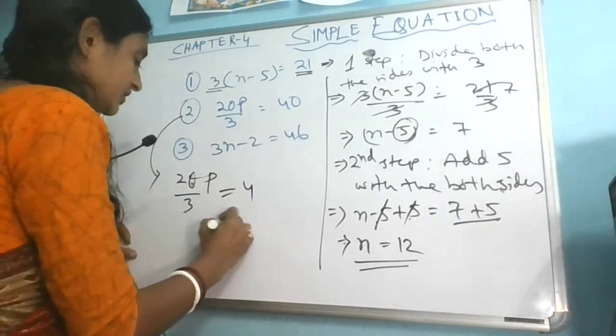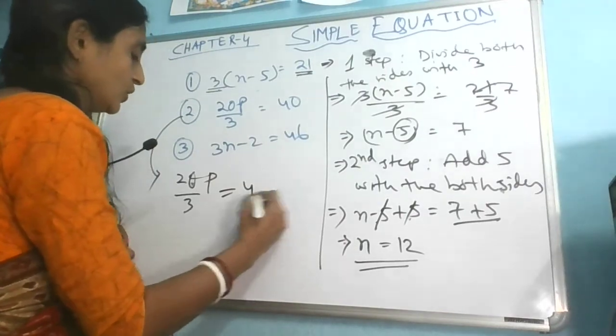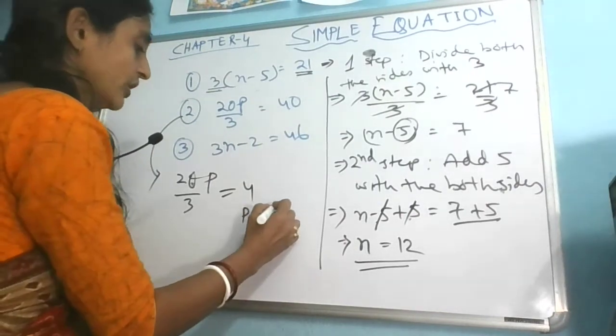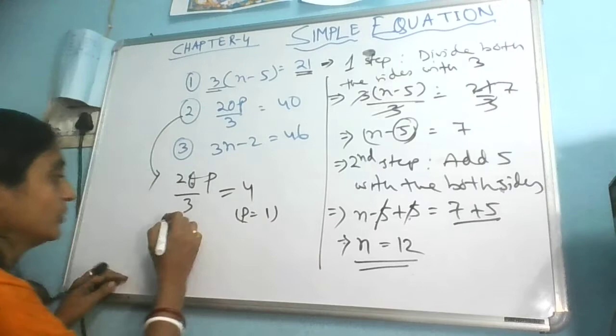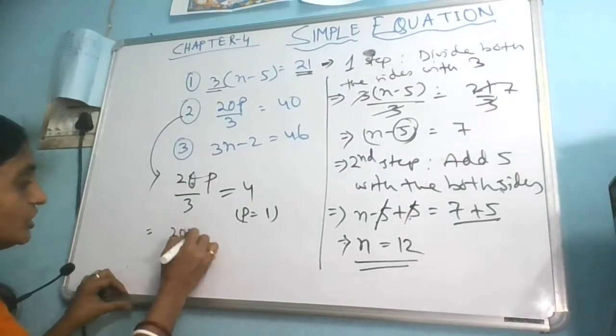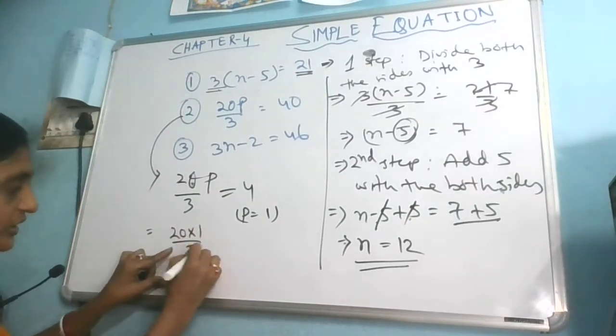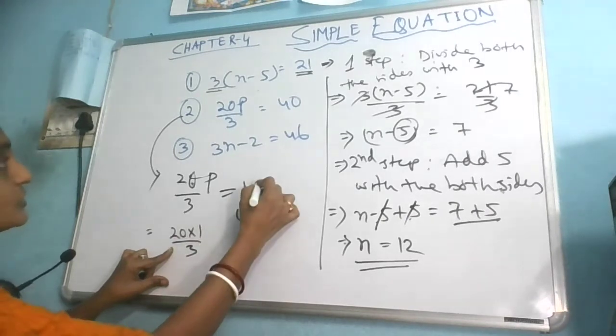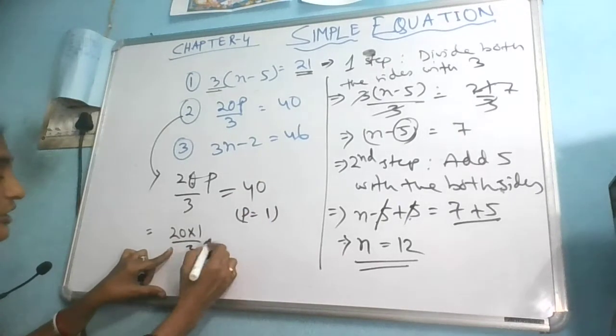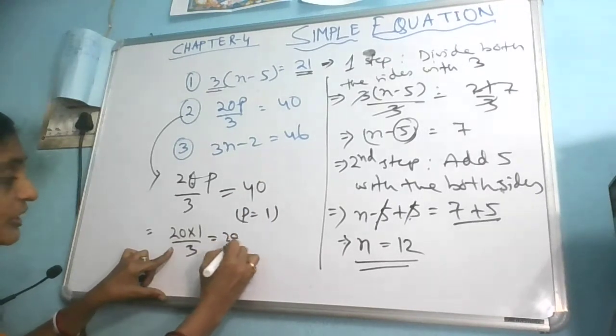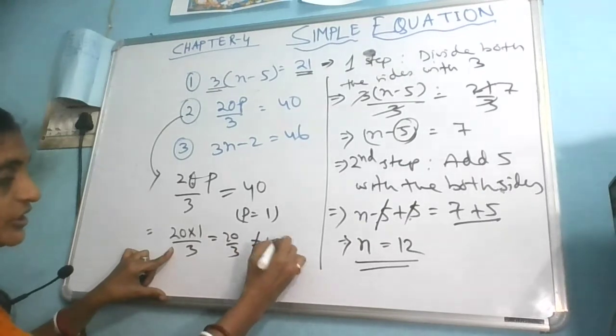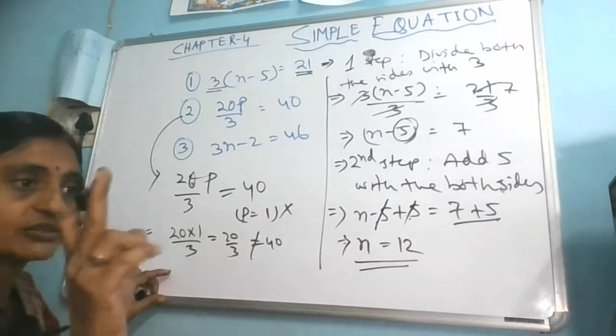Let's take the value of p equal to 1. When p equals 1, you can see that it is 20 into, in place of p I will put 1, divided by 3. Yes, it was 40, but I am getting 20 by 3, which is not equal to 40. So it cannot be the correct value of p.